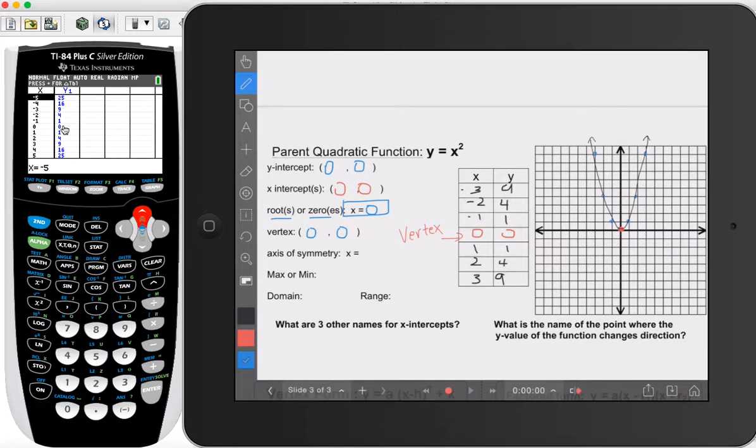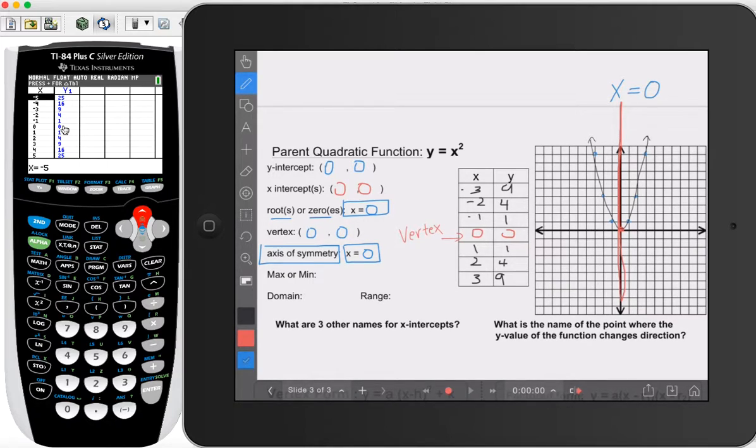Now, what is the axis of symmetry? The axis of symmetry is a vertical line that cuts my parabola in half. So basically, it's a vertical line that goes through the vertex, since the vertex is where everything else around it is symmetrical. The equation of this axis of symmetry is going to be x equals 0, since it crosses the vertex. So it's going to have the same x value as the vertex. The x of the vertex is 0. So x equals 0 is my axis of symmetry. It's a vertical line, and that's the equation of this vertical line.